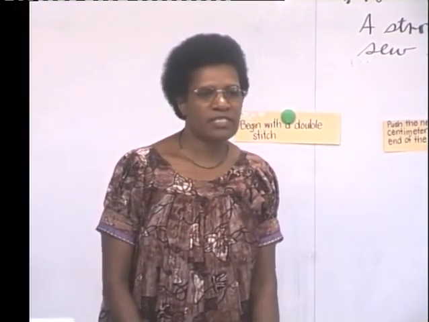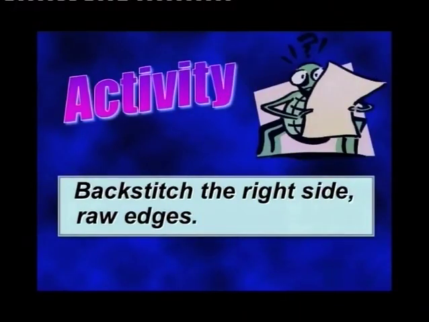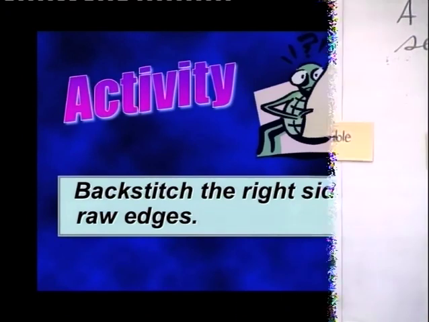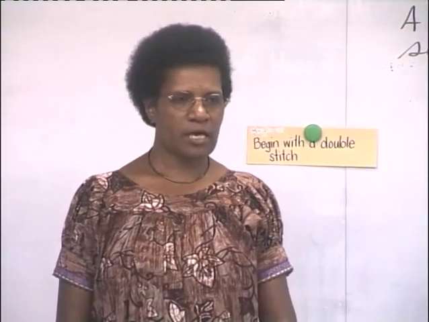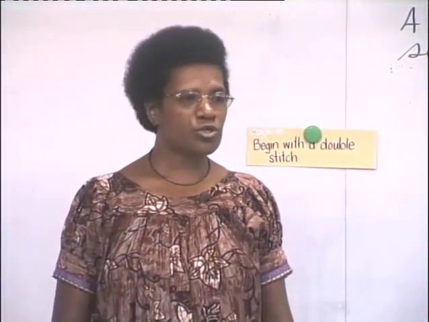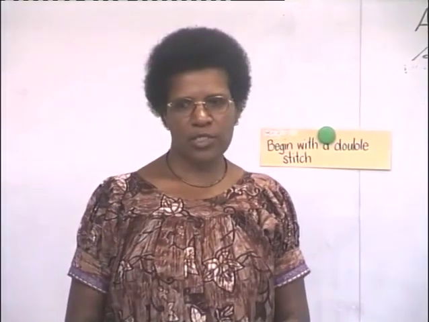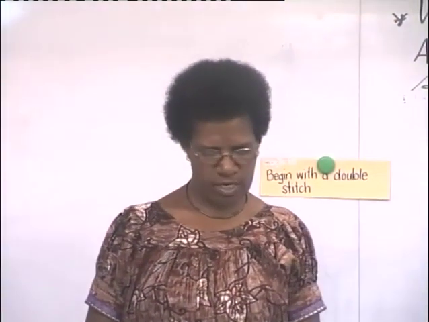Now, what does our activity say for us to do today? Class, read together. Back stitch the right side row edges. It says row edges because when you put the two pieces of fabric together, you actually have two pieces of row edges. Now, I'll have Paul come up with his pillowcase, so we will go through the steps using his pillowcase so you can follow that.